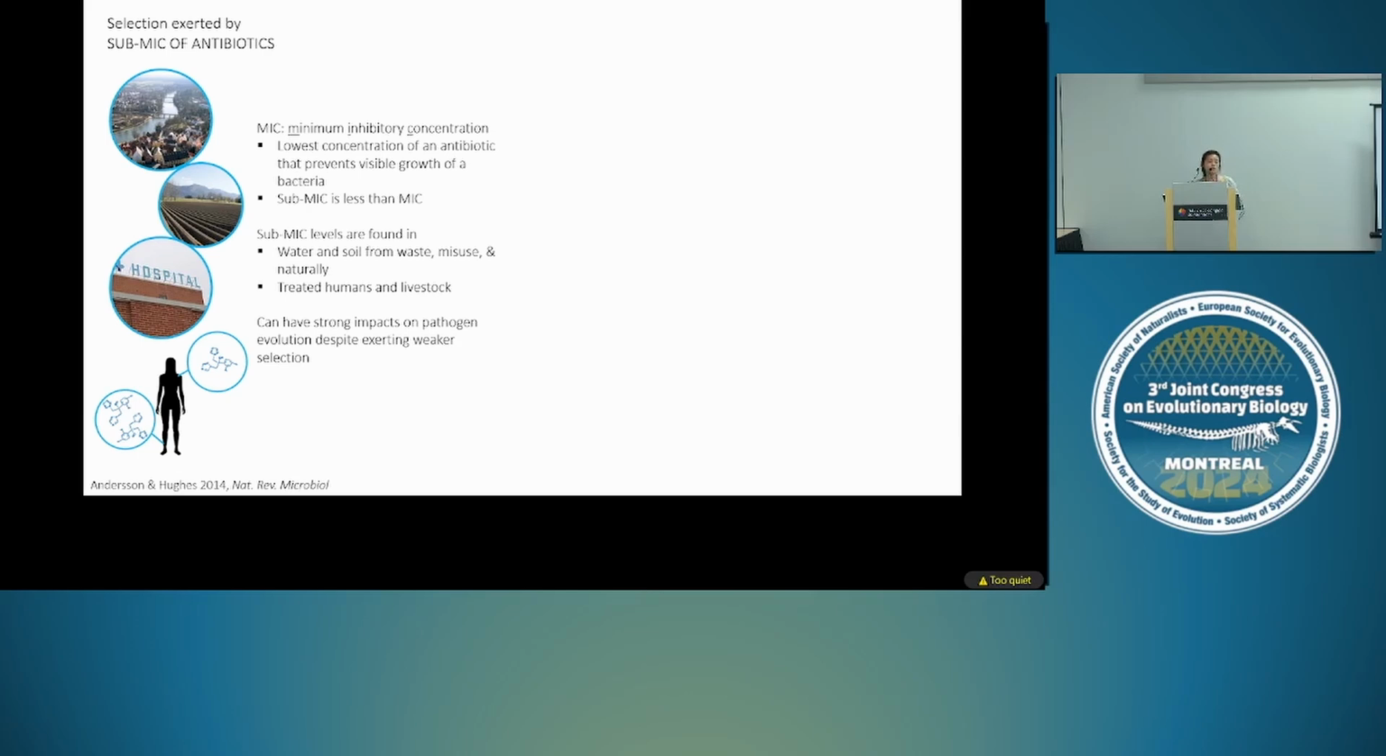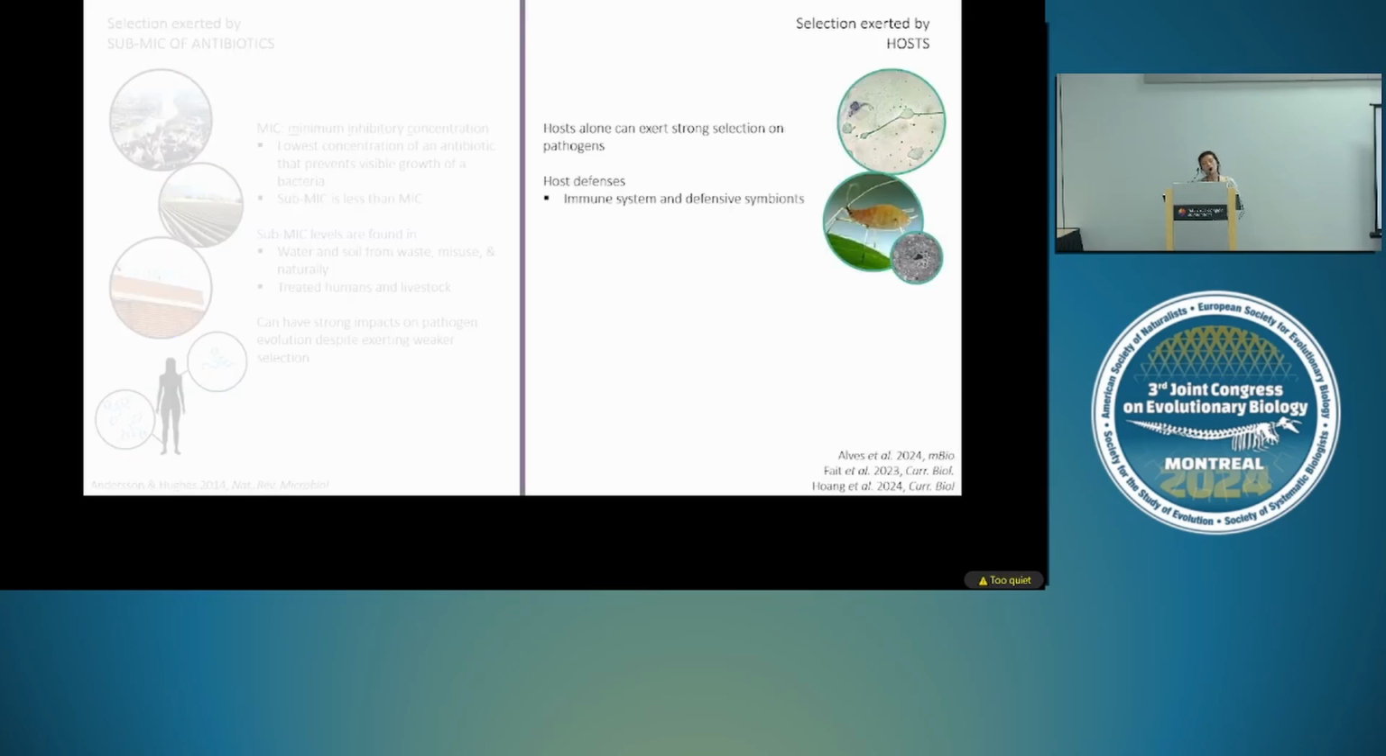But a lot of these studies have been done in vitro, and we don't have a very good understanding of what happens when there is a host involved. And so separate from antibiotic selection, we know that hosts alone can exert very strong selection on pathogens. Hosts can have different forms of defenses, like the innate and adaptive immune systems, as well as having defensive symbionts that can protect them from pathogen infection.